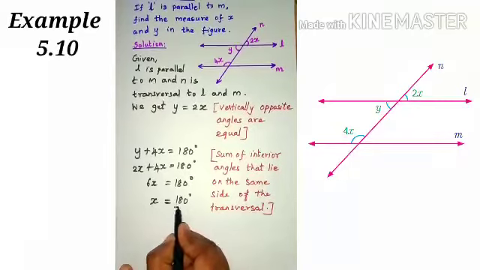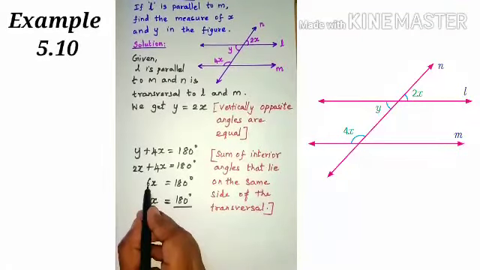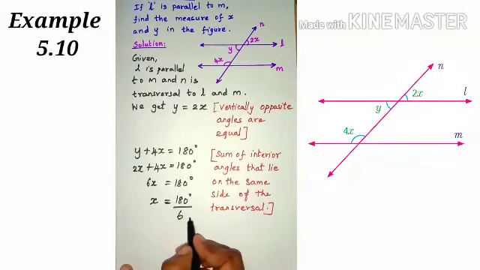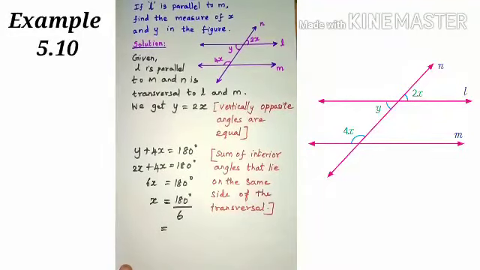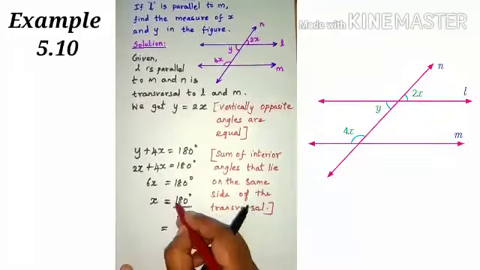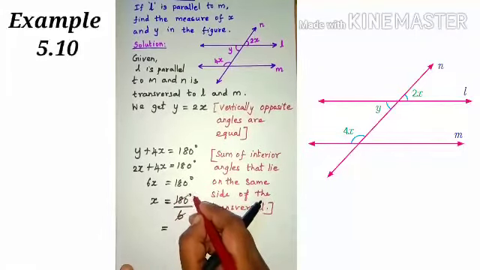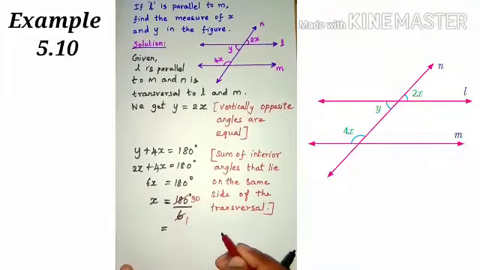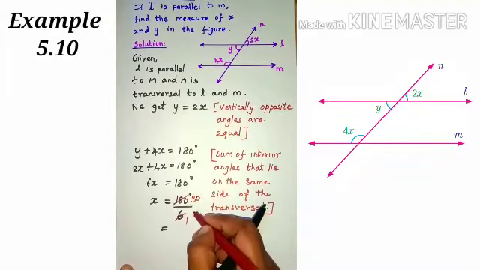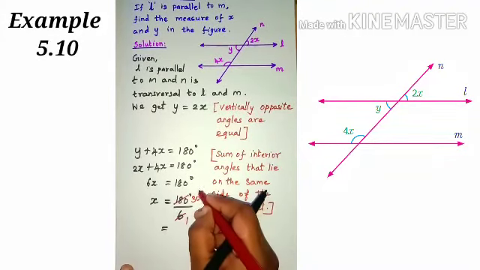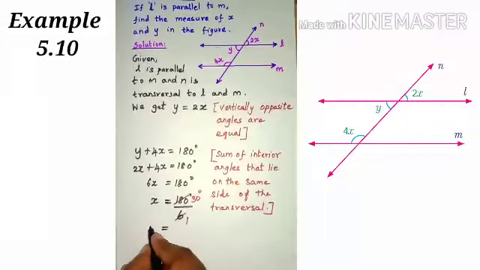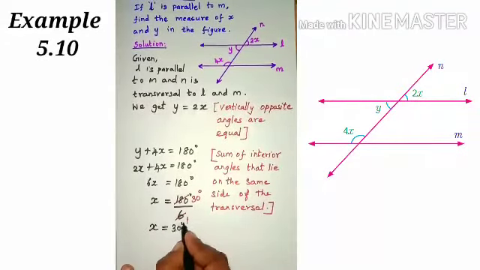180 degree, the whole divided by 6 becomes 1 by 6 on the other hand. So now cancelling 180 and 6, we get 1 in the denominator and in the numerator it is 30. So that is 30 degree. So the value of X is 30 degree.